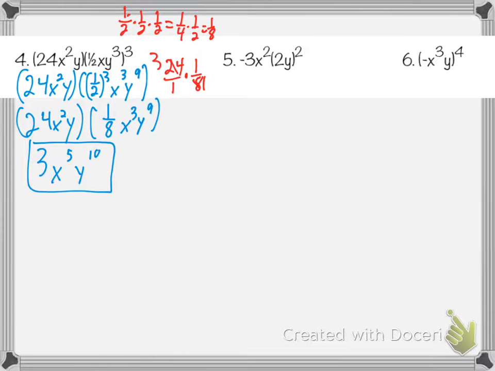Number 5: negative 3x squared times the quantity 2y being squared. Our first step is to do what? Which exponent? Can we do anything with the exponent of x squared? No, we can't. What exponent can we do something with? The 2y being raised to the second.